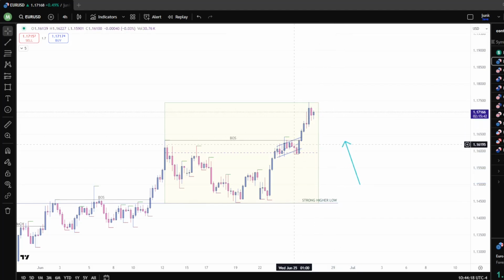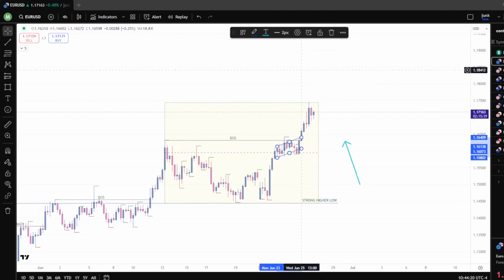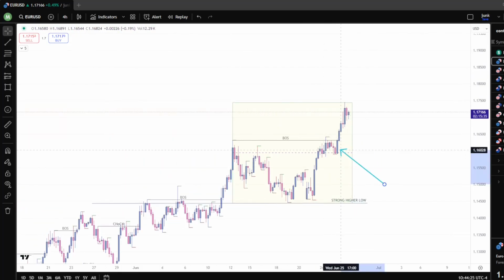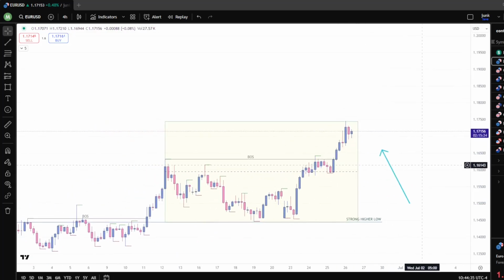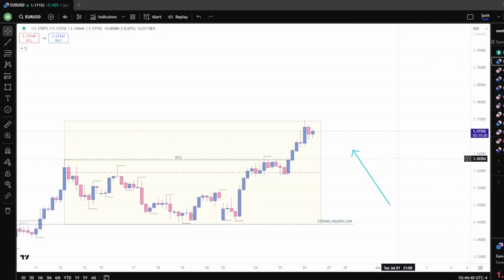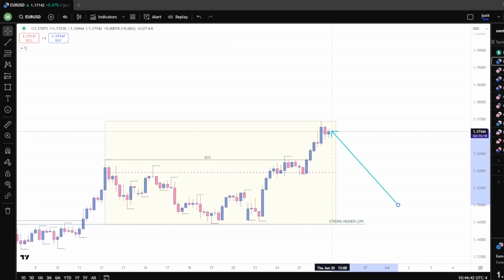So currently, structure broke to the upside. Buyers step back in and just consolidated a while. Didn't really speak about the lows or anything like that, but buyers step back in, and we push prices to higher levels right now, still pushing higher as the dollar index is pushing lower. Just waiting for any type of retracement.